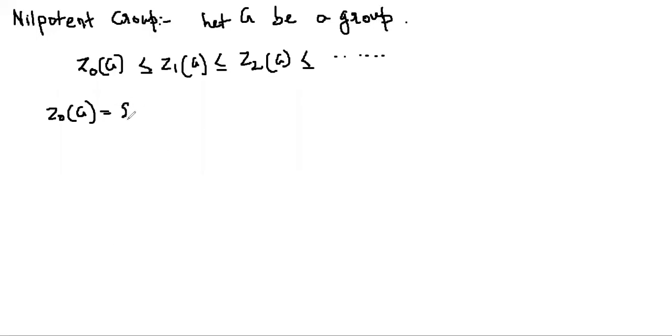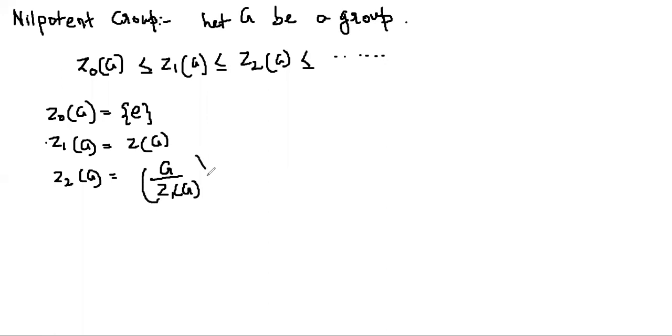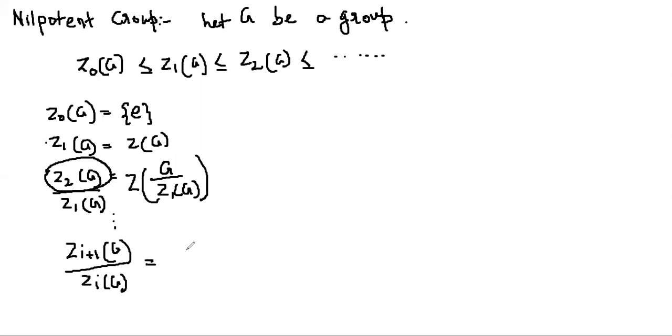Yes, Z naught G is just the trivial group by definition, and Z1G is the center of the group, ZG. And then what will be Z2G? Z2G is actually you take the group G quotient Z1G, take the center of that group, that will be of the form Z2G mod Z1G. So this is my third term of the group, and so on. We define it in a recursive way, that Z(i+1)G by ZiG is the center of G quotient ZiG.